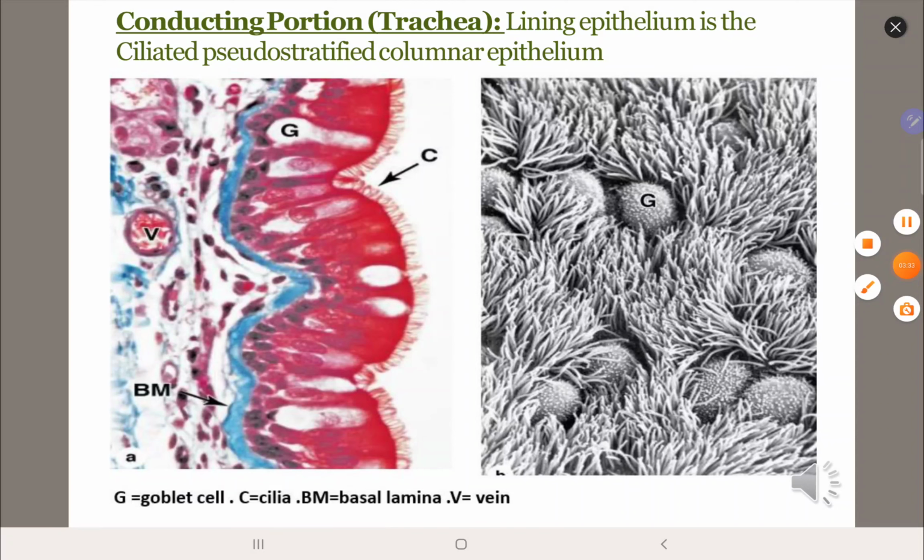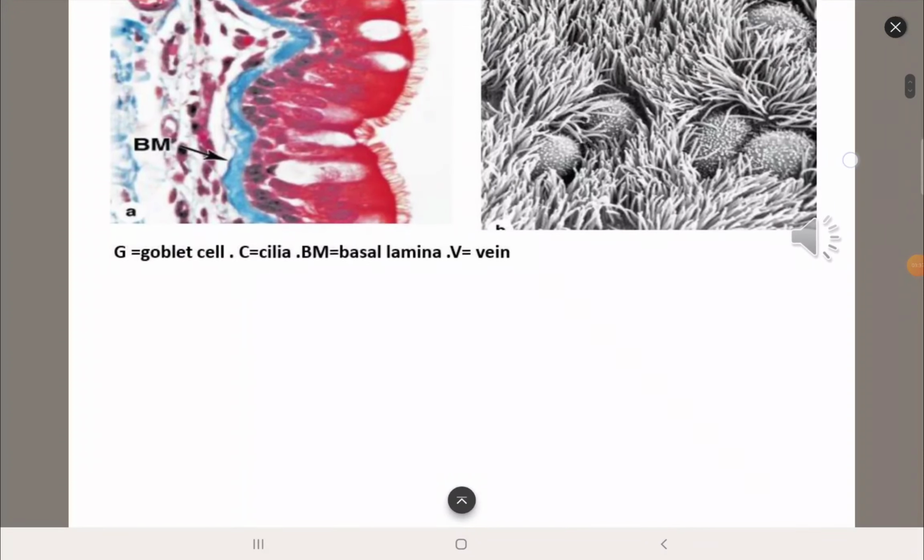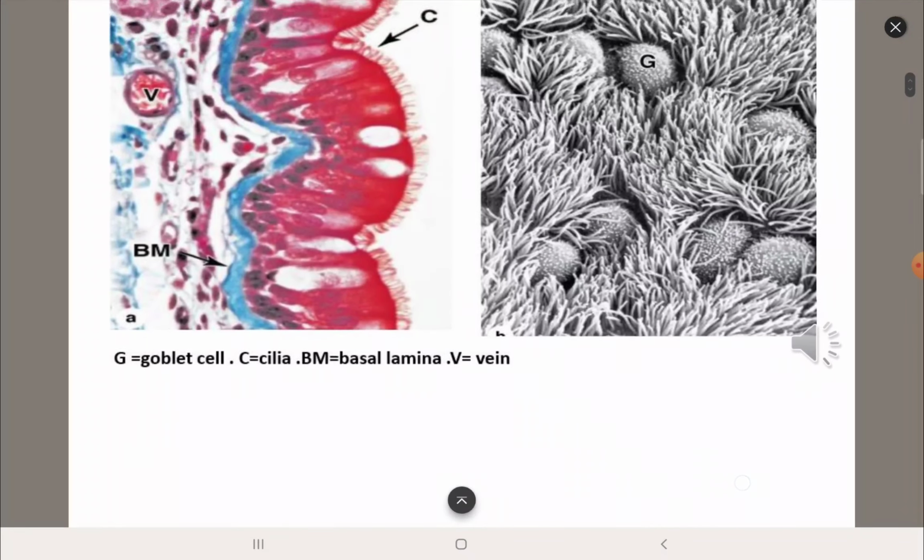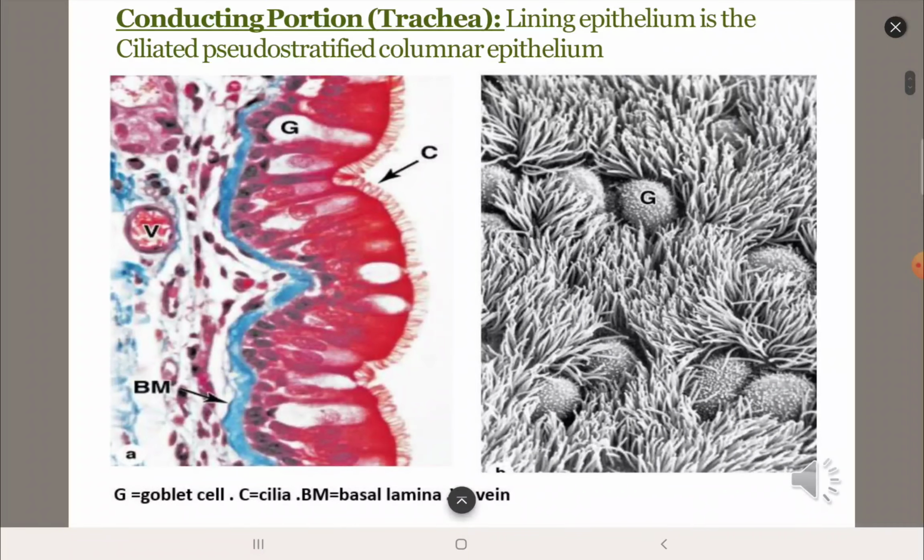Regarding the type of the epithelium which is present in the trachea or the rest of the conducting portion of the respiratory tract, it is the ciliated pseudostratified columnar epithelium. We mentioned that in the lectures of the epithelial tissue. We can see here on the left side the slide which is stained with a special stain that is not the routine H&E stain.